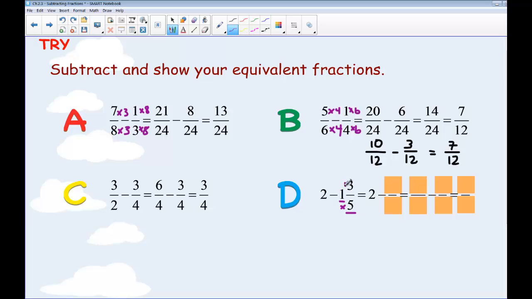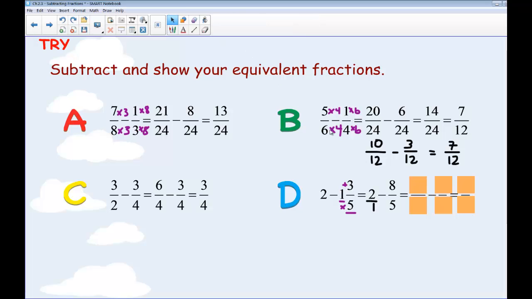And then we add the numerator. So 5 times 1 is 5. Add 3 brings us to an 8. The denominator remains the same. So now we need to search for a common denominator. In this case, remember that 2 is really 2/1.